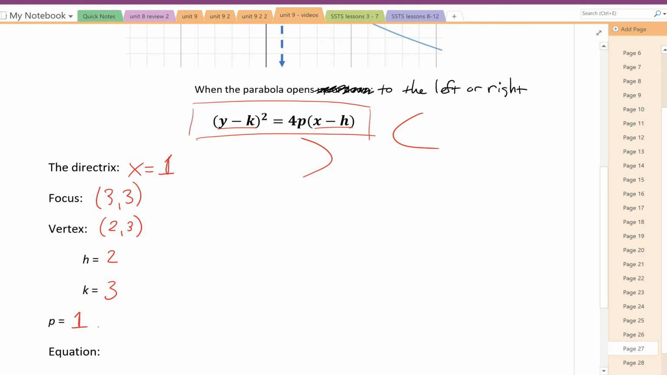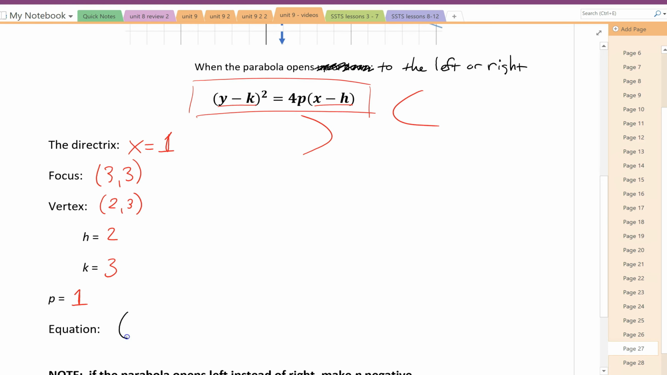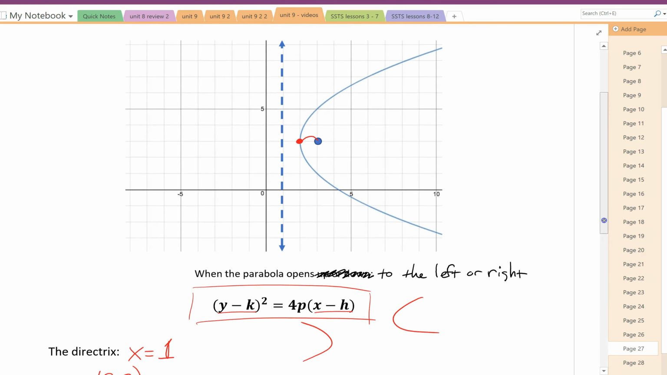So the equation here for this parabola that opens to the right, remember I'm going to put y minus k on the left side. 4 times p times x minus h goes on the right side. So k from right here I can see is 3. h is 2, and p once again is 1, and so I would have 4 times 1, and so to simplify I can just write 4 there. This would be the equation for this parabola.